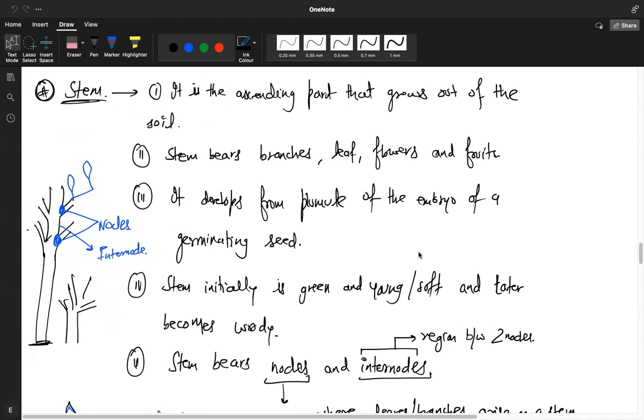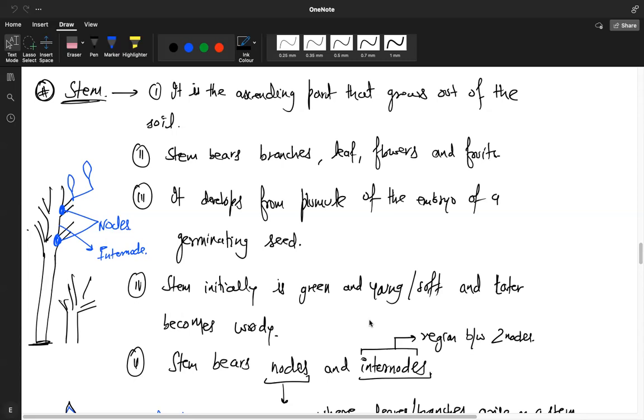The stem is the ascending part that grows out of the soil. Stem bears branches, leaves, flowers, and fruits. It develops from the plumule of the embryo of a germinating seed. The primary function of a stem is support. The stem is initially green in color, young and soft. Later it becomes woody. It also conducts water and minerals from root to leaves for the process of photosynthesis. Some stems perform special functions like storage of food, support, protection, and vegetative propagation as well.